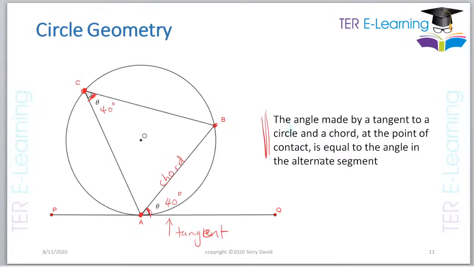The angle made by a tangent to a circle and a chord at the point of contact is equal to the angle in the alternate segment, right? This is one of those things you're going to learn the night before. What I suggest you do is write all the rules on maybe 2 sheets of paper and have that there the night before the exam. Make sure you have it as one of the things you learn just before you go in the exam, because some students can't remember the wording for this rule.